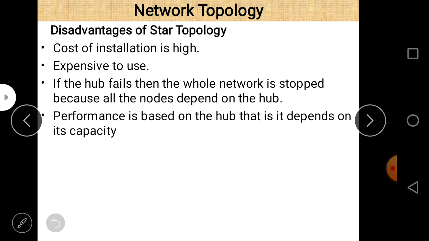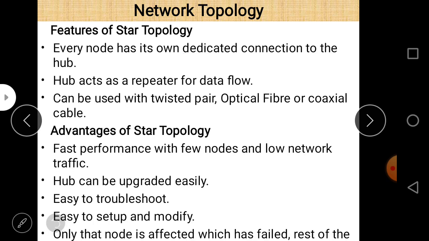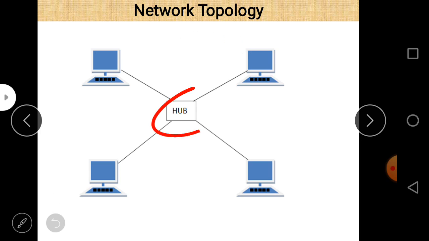Disadvantage of star topology: cost of installation is high, expensive to use. If the hub fails, then the whole network is stopped because all the nodes depend on the hub. So that is a big disadvantage, because all the devices are connected to hub, and if there is a problem in hub, then there is no network among different computer systems or nodes.